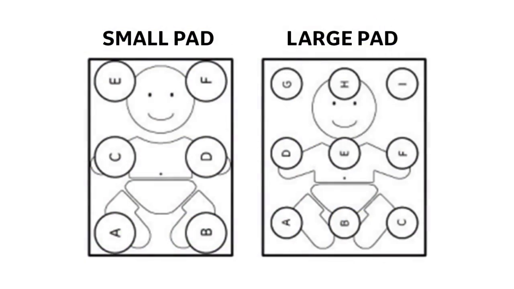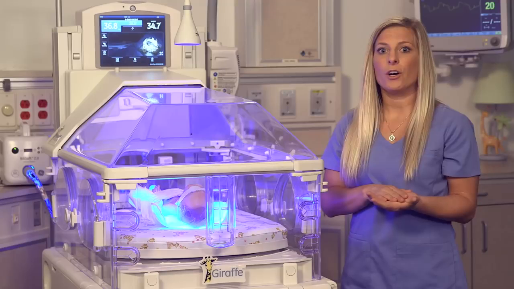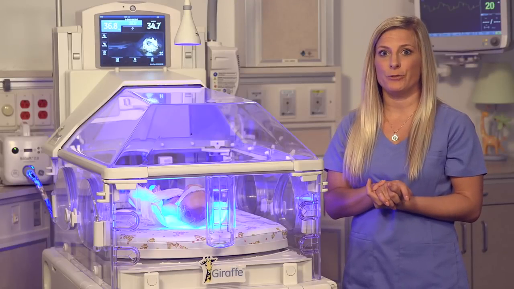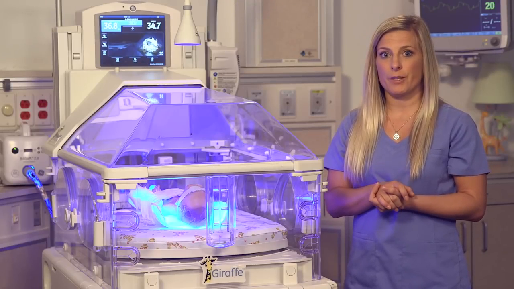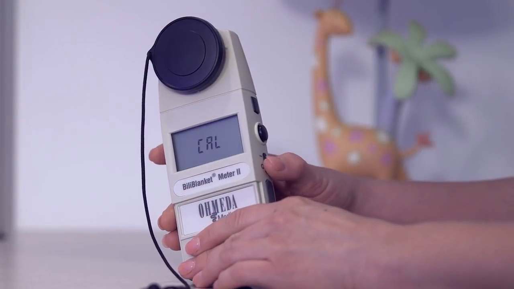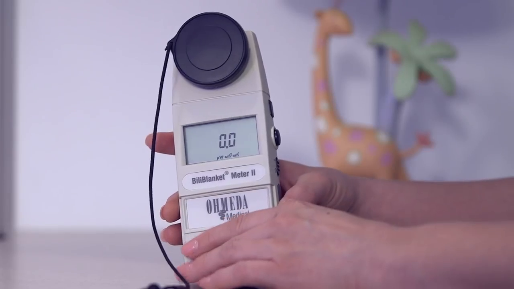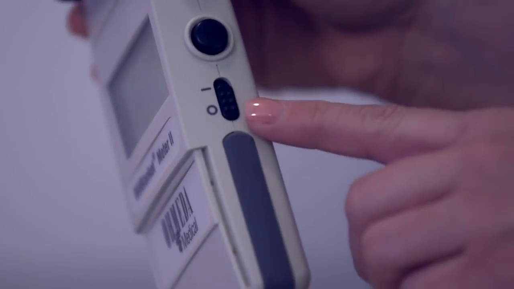Take measurements on the lit side of the pad using the meter placed at points as shown on the back of the pad. So, take out your BiliBlanket 2 meter. We'll check to make sure the batteries work. Set the on-off switch to the on position. A zero adjustment is performed automatically when the switch is set to I or on.